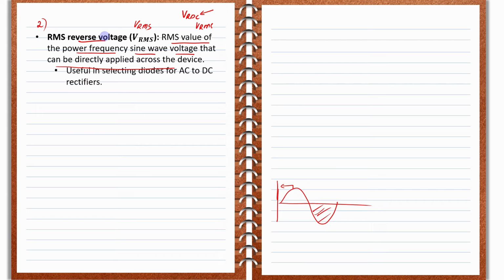So you know that diodes are used in AC to DC rectifier circuits. Some of you might have learned it already in your 12th class. So this particular parameter, that is RMS reverse voltage, is useful in selecting diodes for AC to DC rectifiers. I hope I am clear here. Now the third term is... not the third. There are two more points that we have to see.